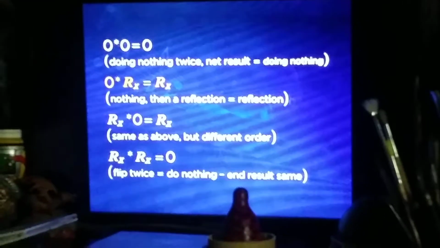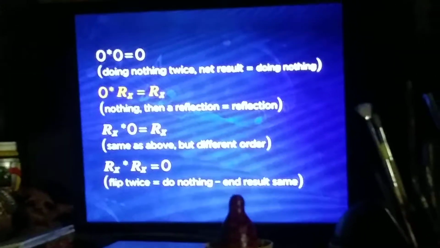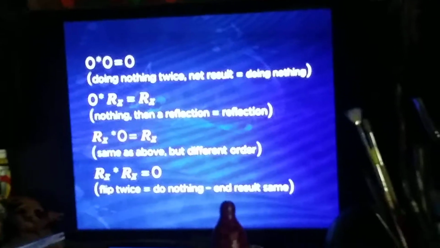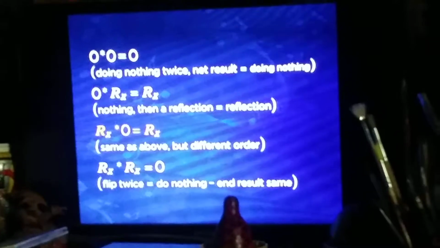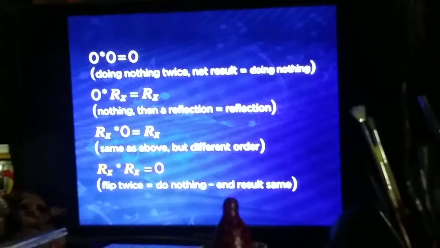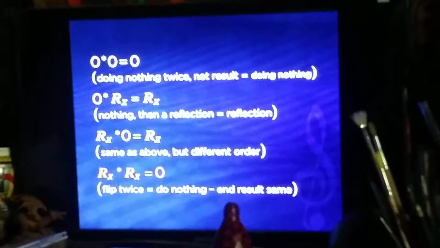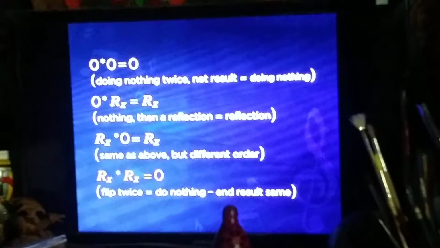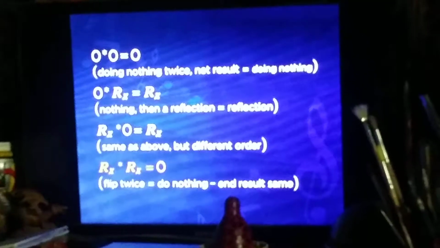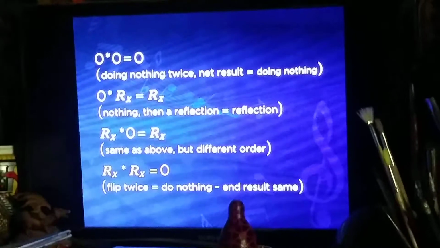So let's look at this geometrical transformation. We have two transformations. We have the do-nothing transformation, and we have the reflection transformation. And what we're going to do is one after another. If we do nothing and then do nothing again, the net result is doing nothing. If we do nothing and then reflect, then the net result is just a reflection. If we reflect and then do nothing, we just get the reflection. But if we do a reflection and then reflect again, the net result is just the do-nothing transformation. The end result is the same as if we had just done the single transformation, do nothing.